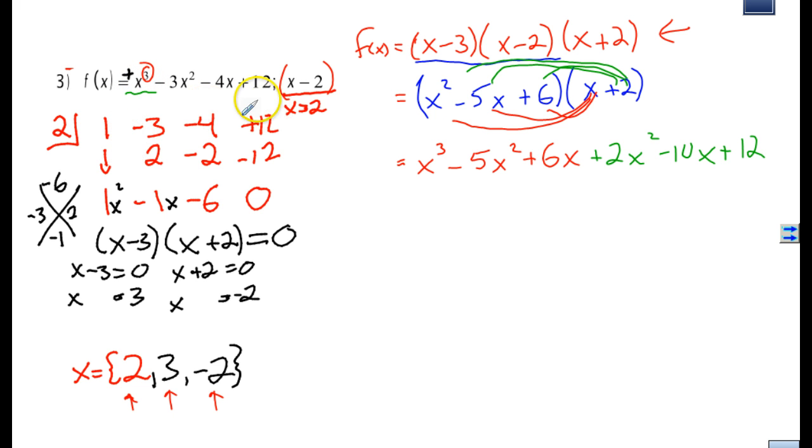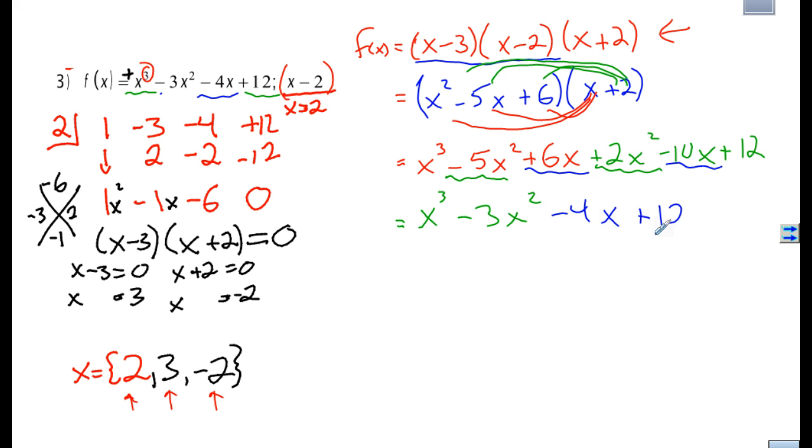We have x squared, we got a plus 12. So we have x to the third. But then we have some like terms. We don't have negative 3x squared yet, but we do have a negative 5x squared and a positive 2x squared. So there's your negative 3x squared. And we don't have a negative 4x, but we do have 6x minus 10x. So we have negative 4x that way. And there we go. We just went backwards and reversed the process.